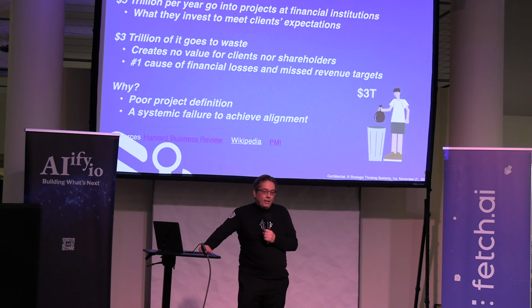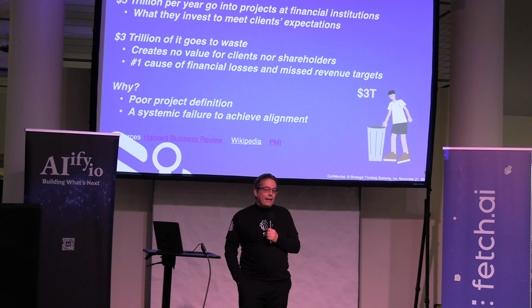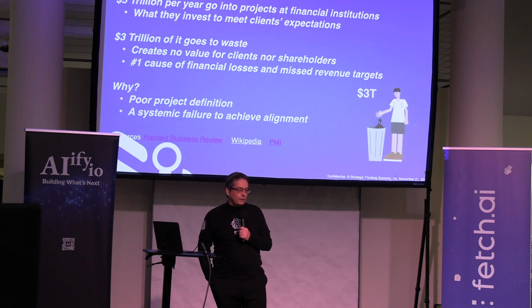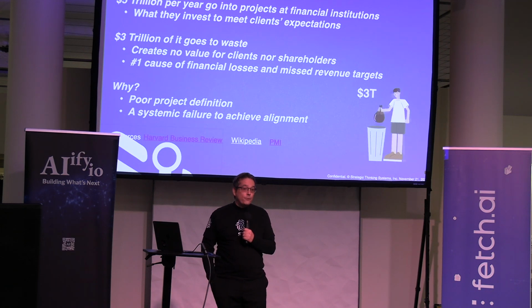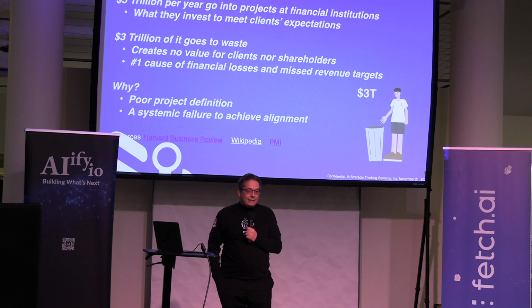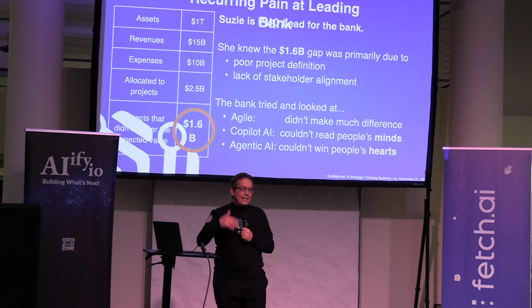Let's start with the problem. There are $5 trillion being spent every year at financial institutions on projects. Projects are what those organizations do to meet their customers' future demands. Sadly, 3 trillion of those 5 trillion goes to waste, completely down the drain, with no value created for customers or for shareholders. Let's make it real a little bit.